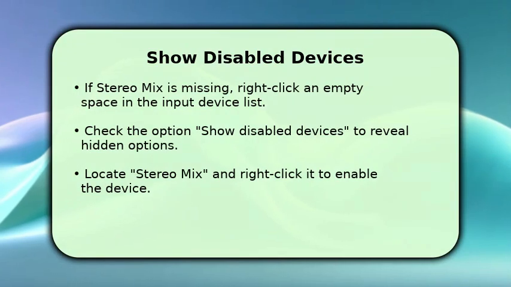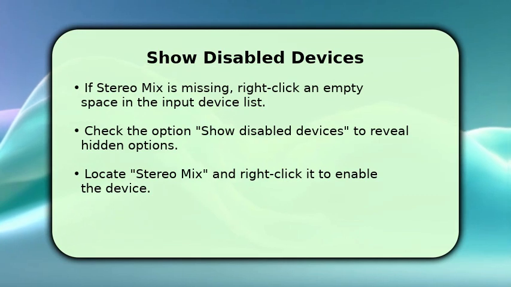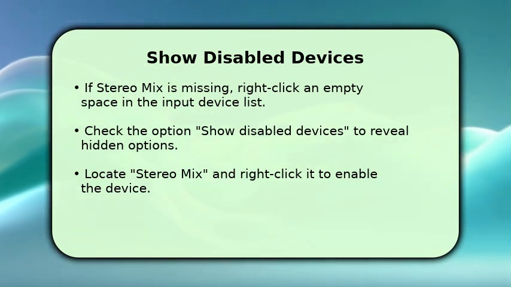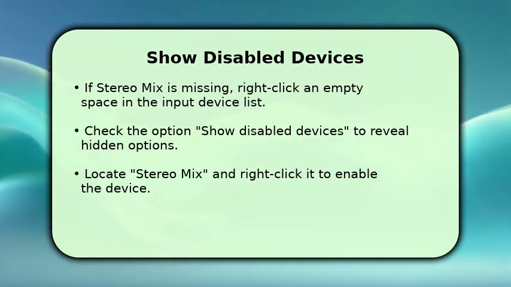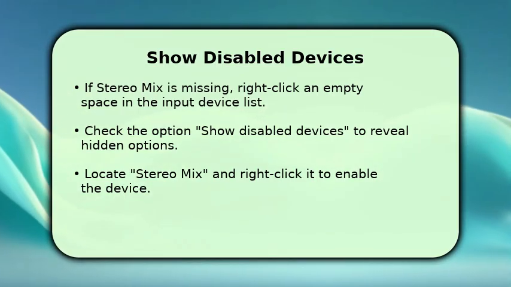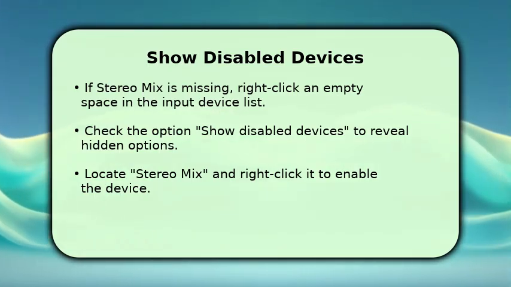If Stereo Mix isn't immediately visible in your input device list, there's a quick fix. Simply right-click on any empty space within that same input device section. A small menu will appear, and you'll see an option labeled Show Disabled Devices. Click this, and Stereo Mix should now appear. Right-click on it, select Enable, and then you can even set it as your default recording device for easy access.